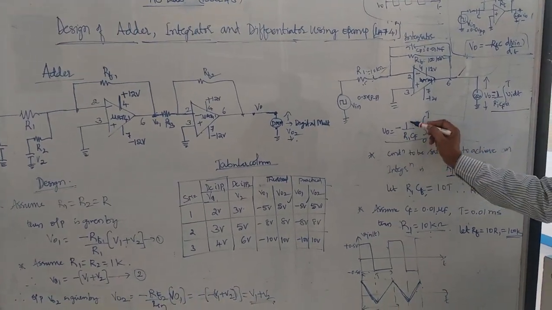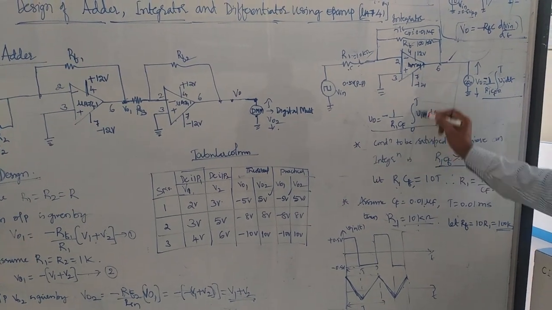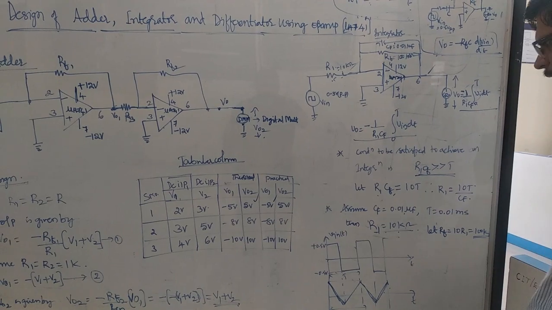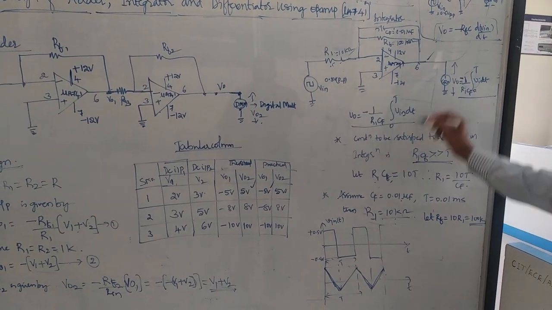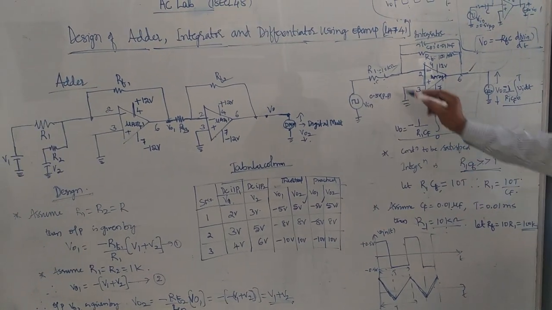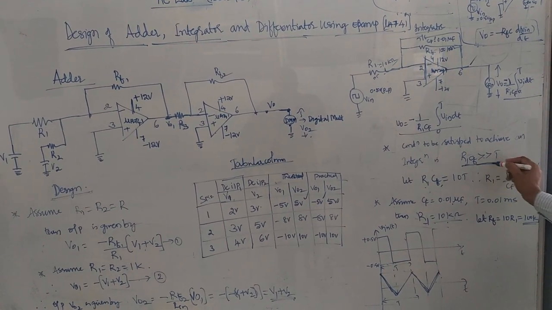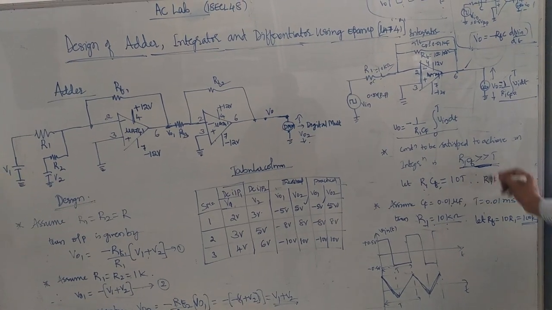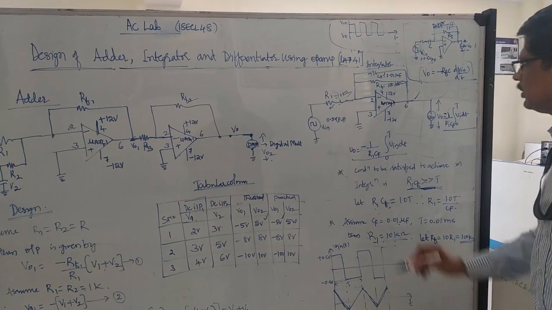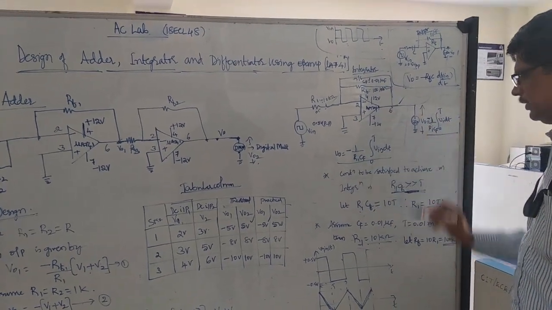Now, this is the formula: V0 is equal to minus 1 by R1 CF times the integration from 0 to T of V in dt. Whatever input is there, integrate it. What are the conditions to get this integration? The condition to be satisfied to achieve integration is that R1 into CF should be greater than T. It should be a large value. You should design it in such a way to get this as an integrator.